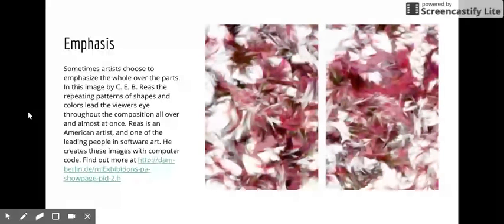Reyes is an American artist and one of the leading people in software art. He creates these images with computer code. And if you're interested, you can follow that link and read more about it.